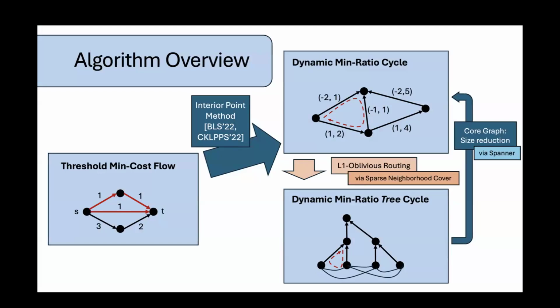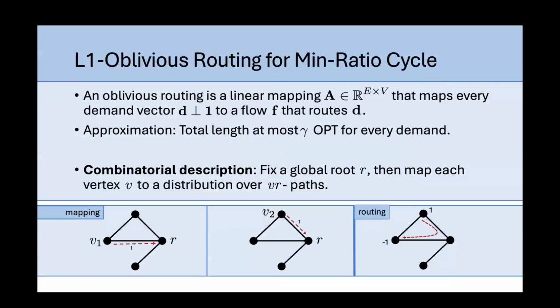How do we get this reduction from dynamic min ratio cycle to dynamic min ratio tree cycle? We do so via an L1 oblivious routing, which is a mapping that maps demand vectors to flows such that the total length is at most gamma times the optimum for every demand. So combinatorially, one can describe such an L1 oblivious routing as fixing a global root R and then mapping each vertex to a distribution of V to R paths, such that when you sum them up, you get a good cheap routing. So down below, you see an example where vertex 1 and vertex 2 both have some routing to the root R. And if you add these two flows up, you get the routing from vertex 2 to vertex 1 directly in this case.